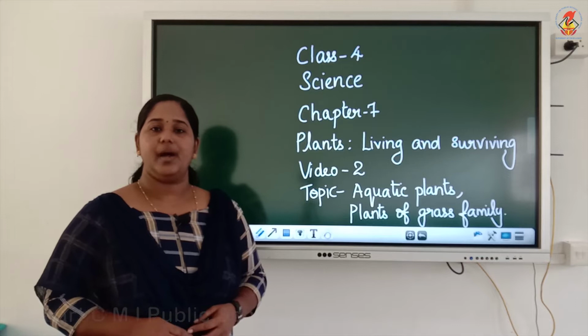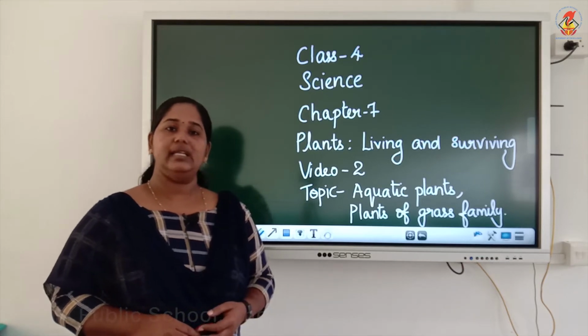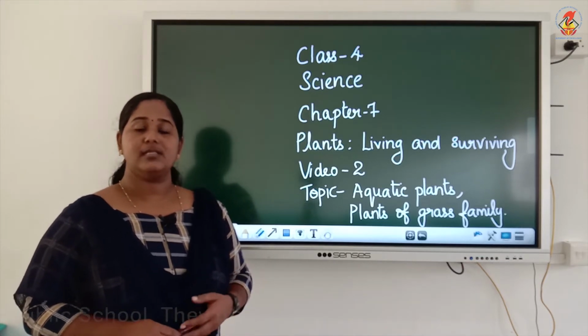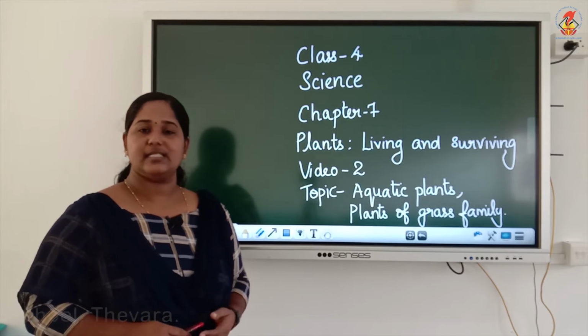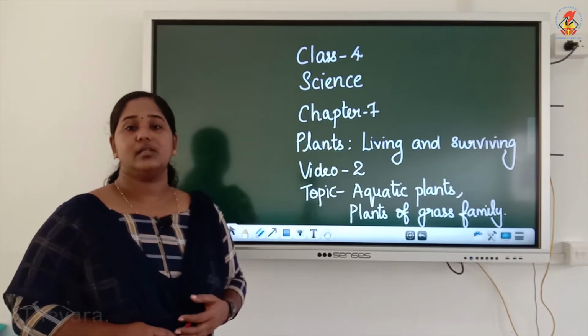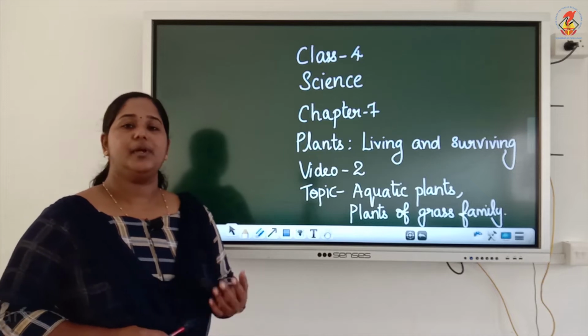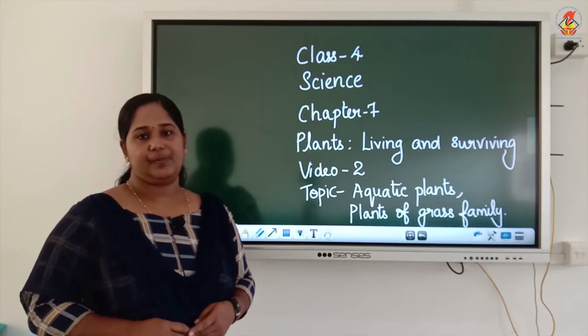And we discussed plants growing in hilly areas, plants growing in plains, hot and damp areas, desert plants, and the mangroves that grow in marshy areas. We learned about the different features of the plants.